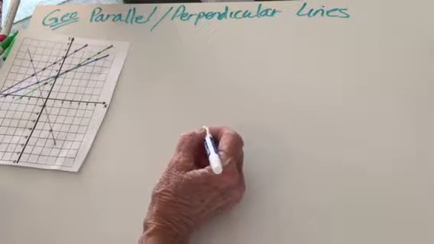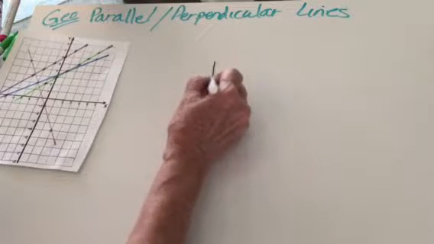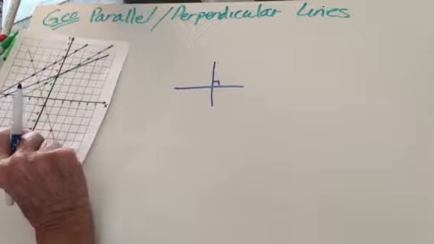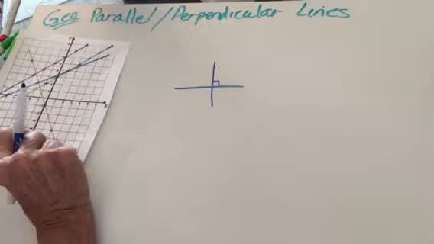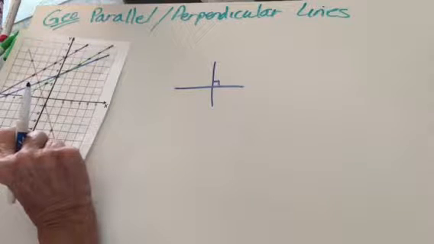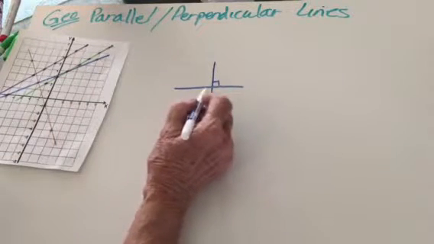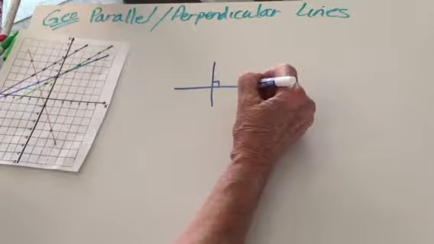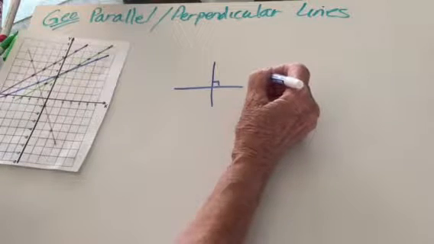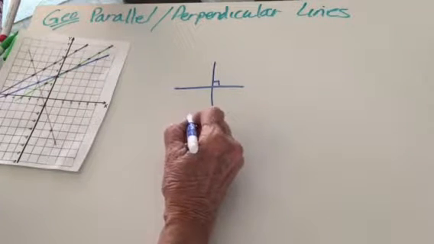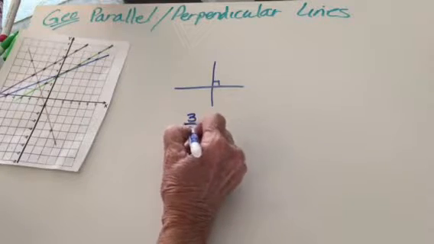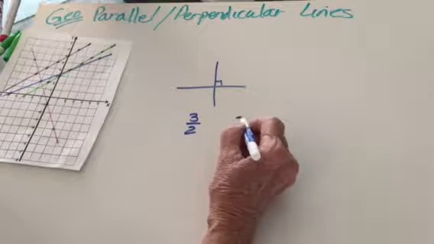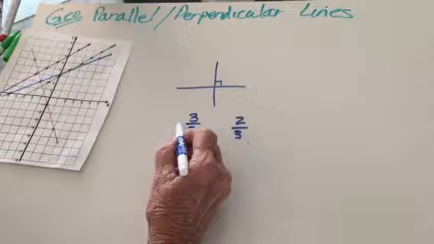Now, perpendicular means that you have a line and you have another line that goes through it, and it automatically makes a right angle at the point of intersection. So perpendicular lines don't have the same slope. As a matter of fact, they have the opposite slope and the opposite sign. So for example, if my slope is 3/2, then to make it perpendicular, I have to flip this number and I have to change the sign.